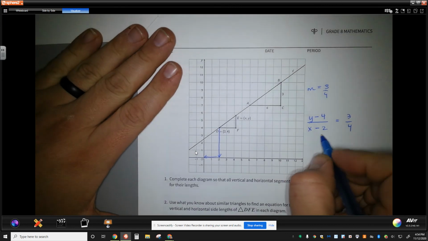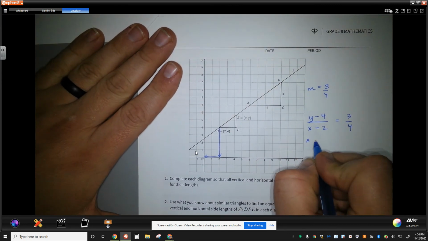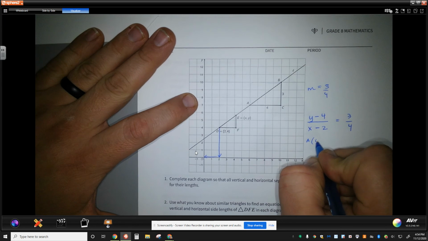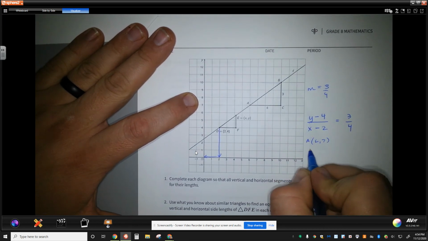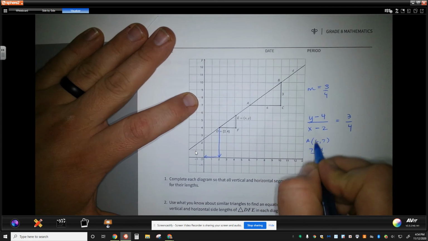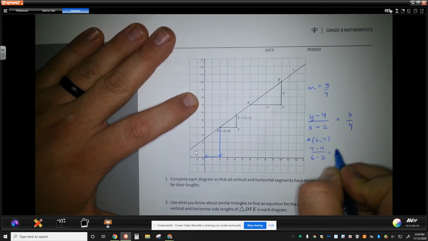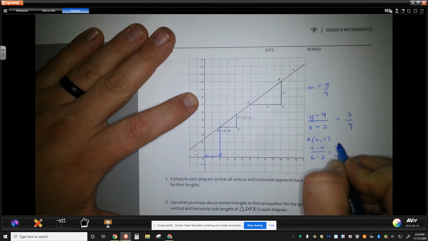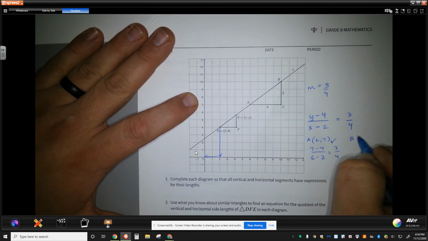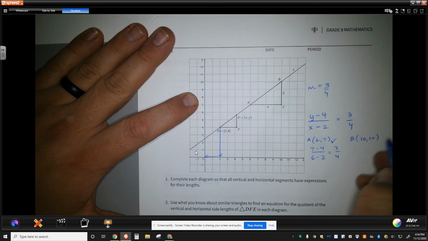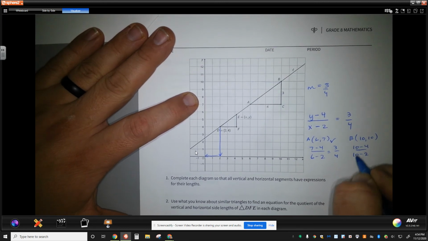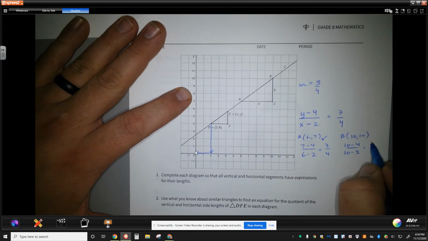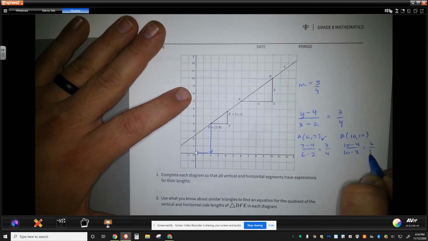So let's try a couple of them. Let's try A, which is at 6, 7. And we see that the y coordinate plugs in right here. 7 minus 4 divided by 6 minus 2, which simplifies to 3/4. Awesome. A is good. B at 10, 10 would be 10 minus 4 divided by 10 minus 2. Hard to mix this one up, which would give us 6/8 or 3/4. This is good.